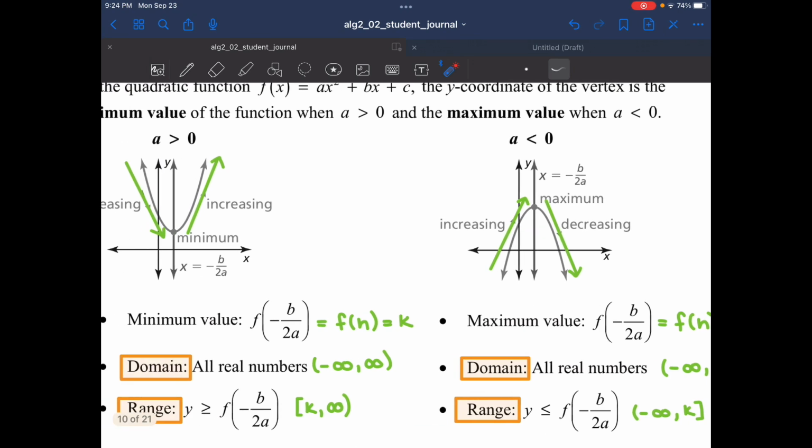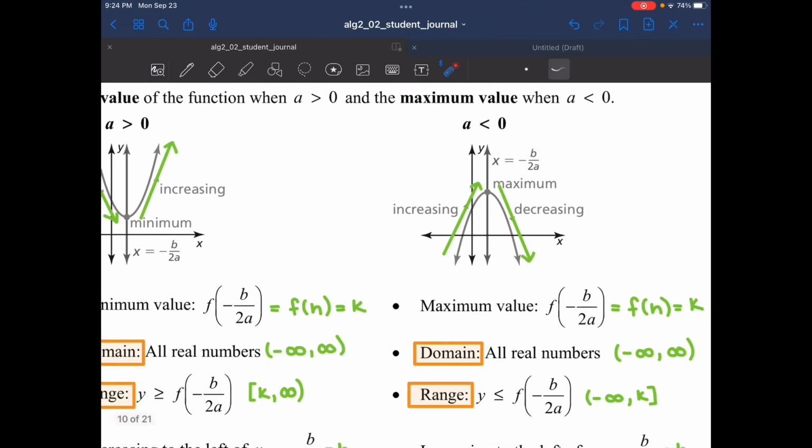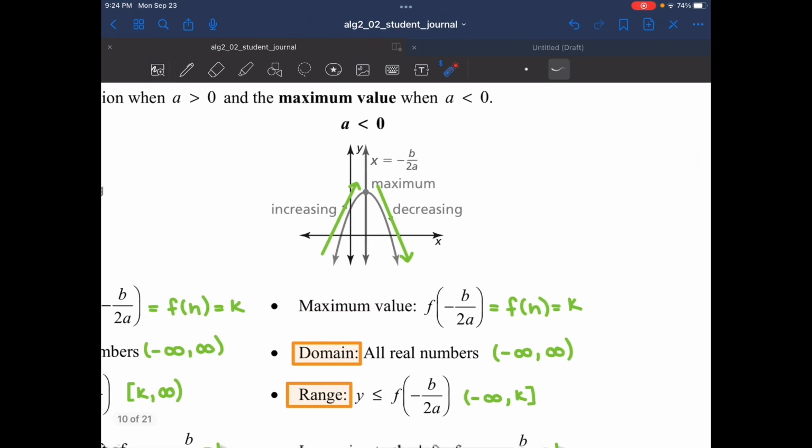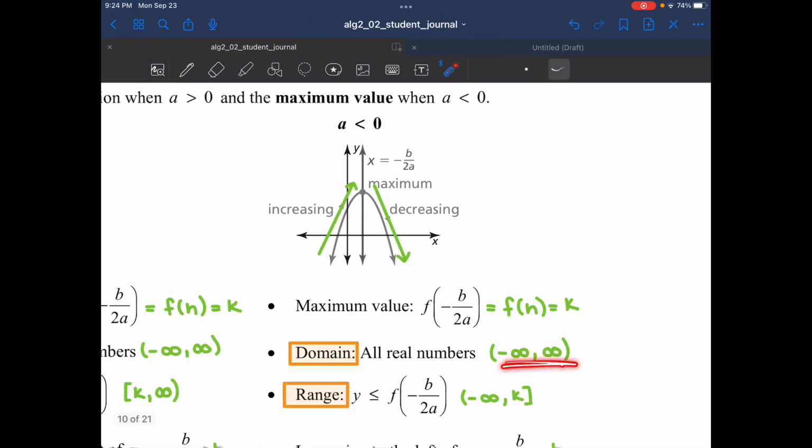If it's frowning, so if our a is negative, so we have like negative a times x minus h squared plus k, right? That's going to be like this. And that's going to have a maximum value instead. So same rules apply. It's going to be your k. Domain is the same. What does change, though, is our range.